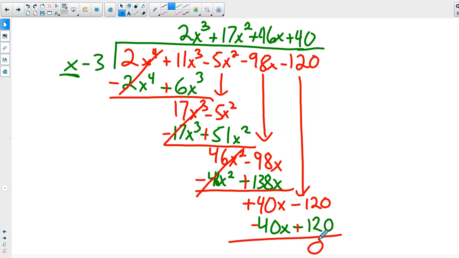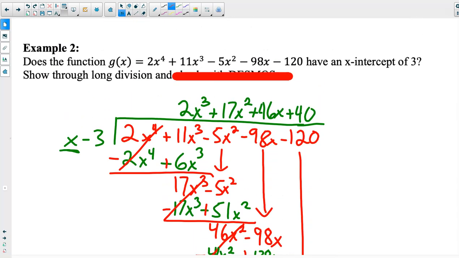So does this have a factor or an x-intercept of x minus 3 or 3? Yes, it does. And all I would say is that r equals 0. That's my reasoning. The remainder is 0. That's all you got to say. That's it. Okay? Questions?